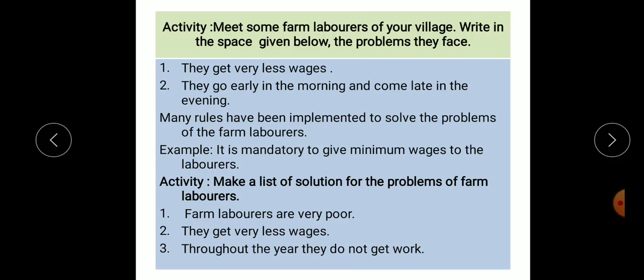Make a list of solutions for the problems of farm laborers. You know that farm laborers are very poor, they get very less wages, and throughout the year they do not get work. So, what are the solutions? First of all, a special agriculture zone is given, the farmers are educated, and minimum wages are given to the laborers, whether male or female.